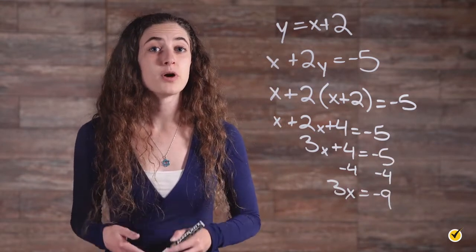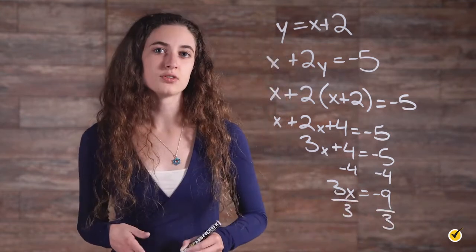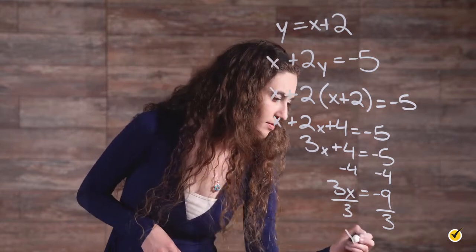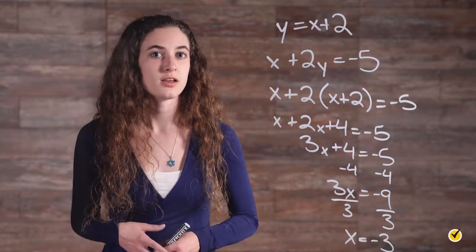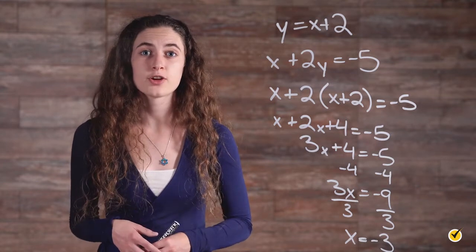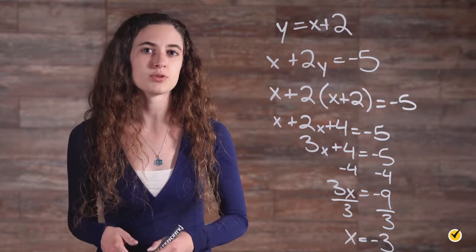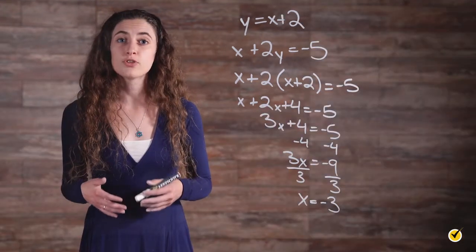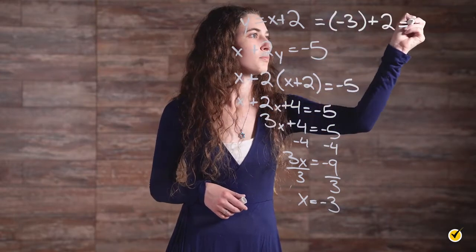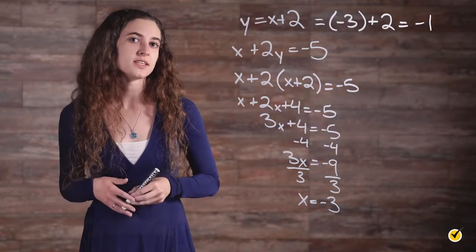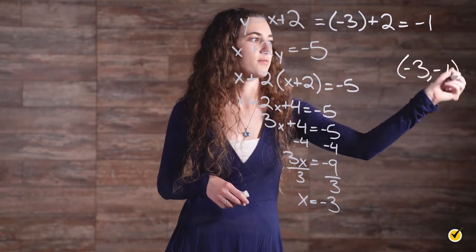Then we're going to divide both sides by 3, and this results in x equals negative 3. At this point, we are halfway to our solution. In order to determine the y variable, simply substitute x equals negative 3 into either of the original equations. Substituting into the first equation gives the quickest solution. The solution for this system is the ordered pair negative 3, negative 1.